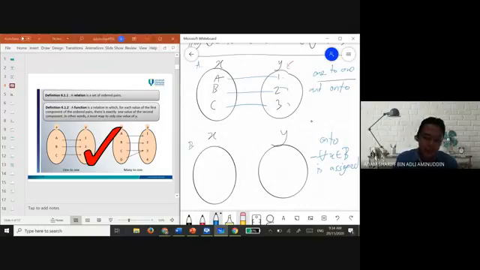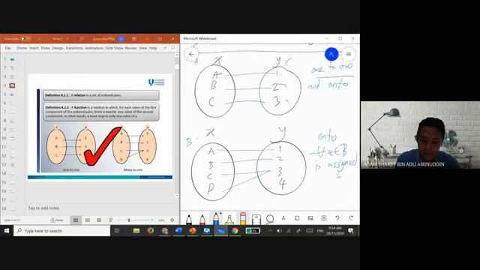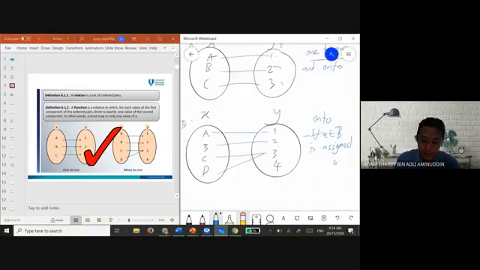For B, I draw the same one in the slide beside this. A, B, C, D and 1, 2, 3, 4. I draw it exactly as shown: B to 2, C to 3, D to 3. This one is definitely not 1 to 1.